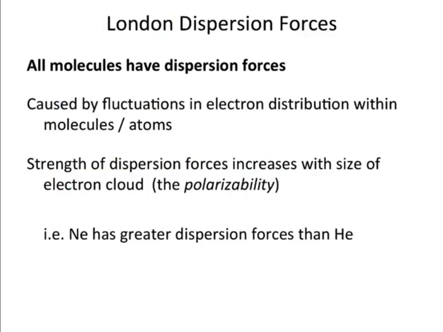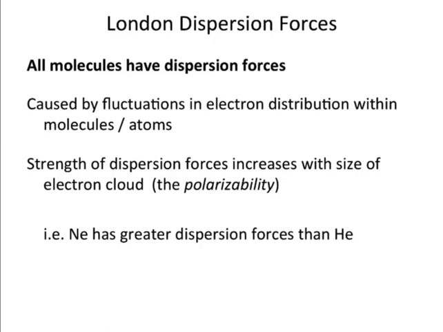Okay, so London dispersion forces. All molecules and atoms have dispersion forces, and they're caused by fluctuations in electron distribution around the atom or molecule, and I'll talk about that in a second. The strength of this dispersion force increases with the size of the electron cloud, so the more electrons, the more polarizable the atom is, and the stronger dispersion force you can have.